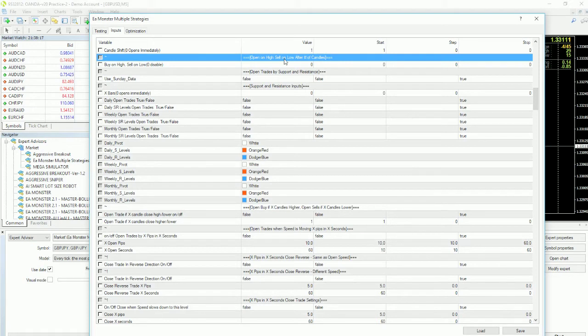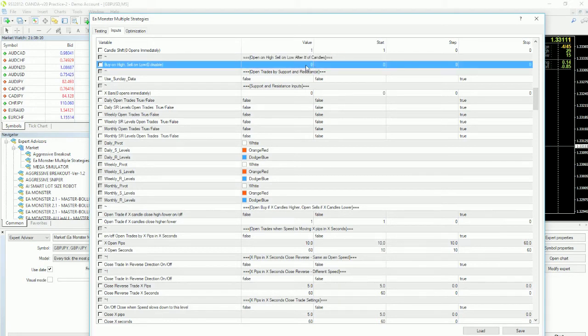Okay, here we go. Open on high, sell on low after a number of candles. Very self-explanatory. If you set this to 10, it's going to look at the previous 10 candles, and it's going to open a trade on the highest candle. So if it's got 10 candles in a row and the 5th candle is up high, and then you hit that candle and it's within 10 candles, it's going to open a buy. And the same thing with the sell. If it hits the low, it'll open up a sell.